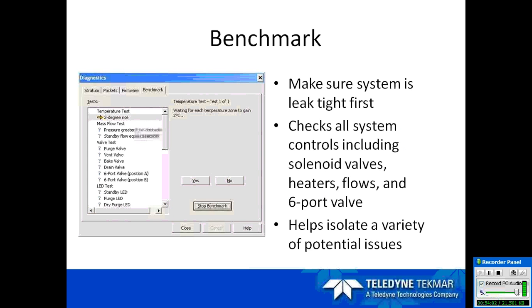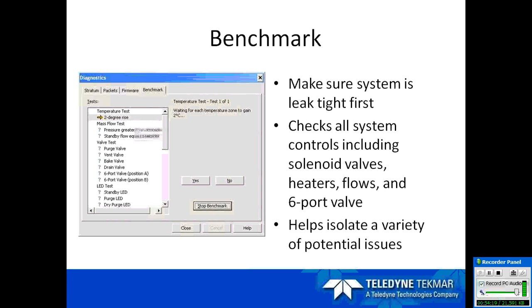Then another key feature about some of the newer instruments, with the Velocity, the Stratum, and the Atomx, is that we have a benchmark, as I hit on earlier. With the benchmark, first you want to make sure your system is leak tight. Then if you run a benchmark, this basically checks all your internal workings.